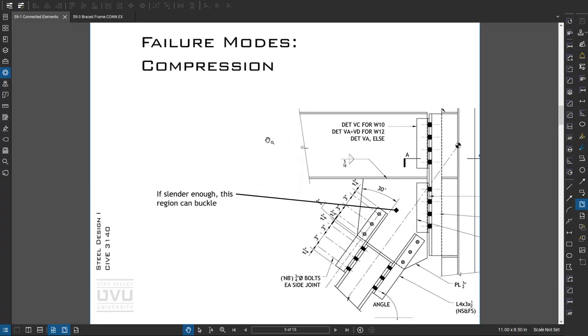PowerPoint. We also can have compression. Say this brace was pushing this way. If this distance here is long enough, this portion can buckle. The way this joint's configured, it would be pretty hard to buckle, but sometimes they can.